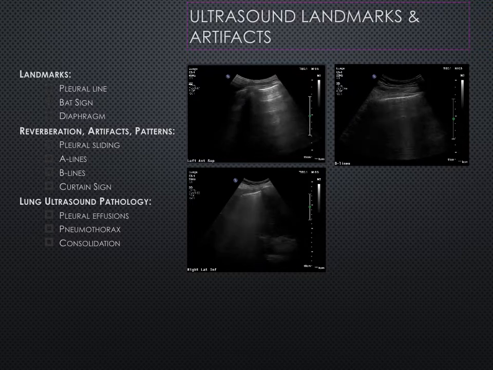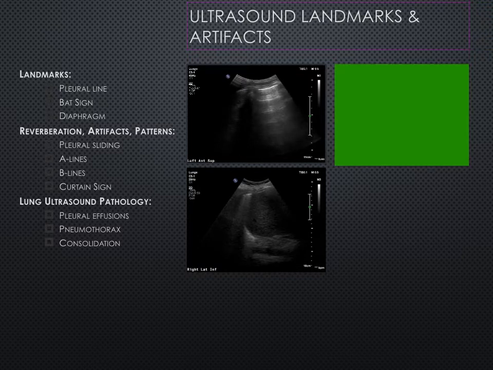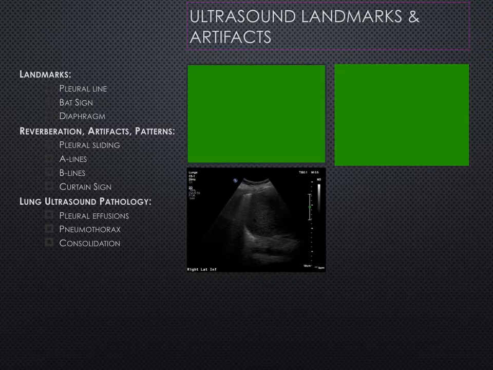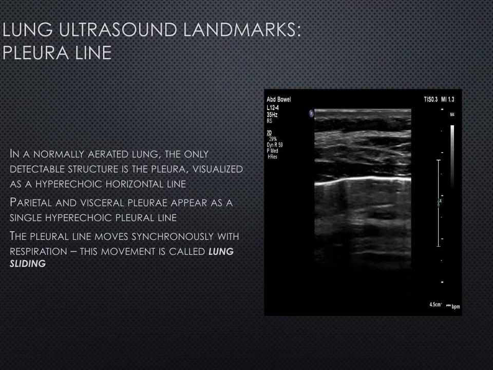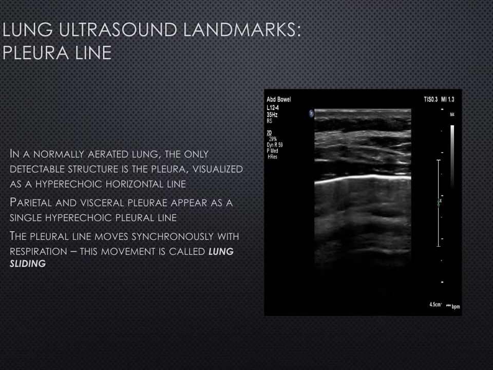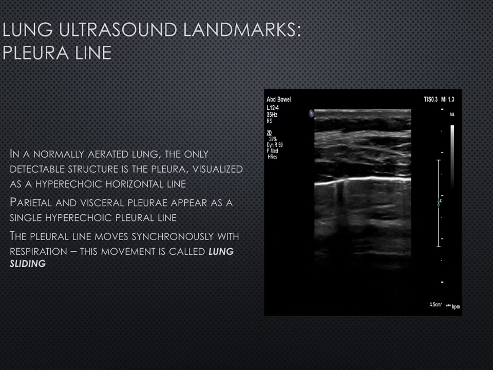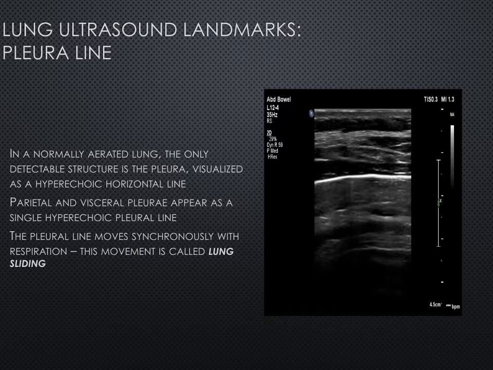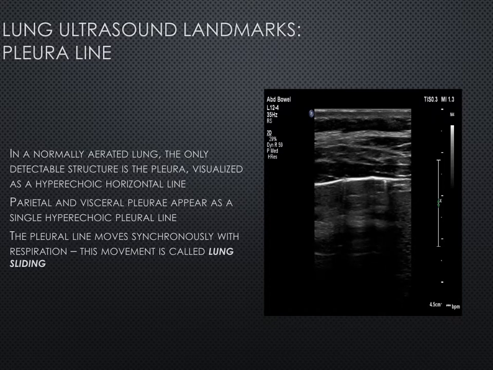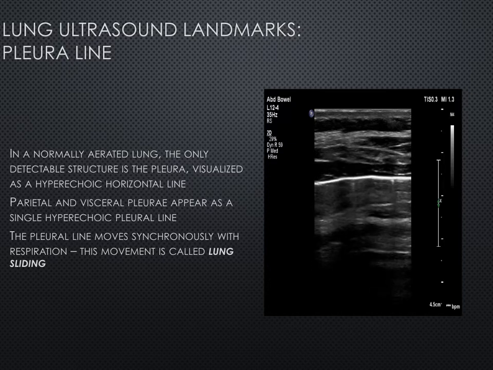So if we start right from the beginning, the first feature that you're generally going to come to from a lung ultrasound assessment perspective, one of the landmarks that you need to identify first and foremost, is your pleural line. So in a normally aerated lung, the pleural line should actually be the only detectable structure that you're visualizing with the probe itself.